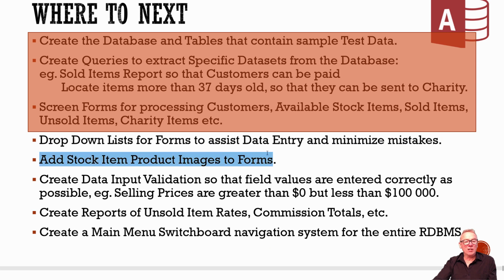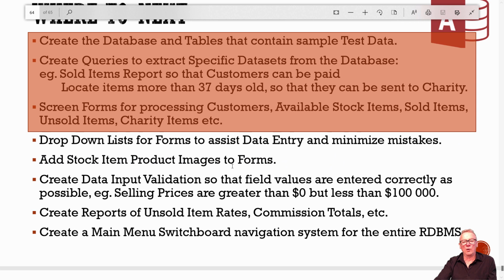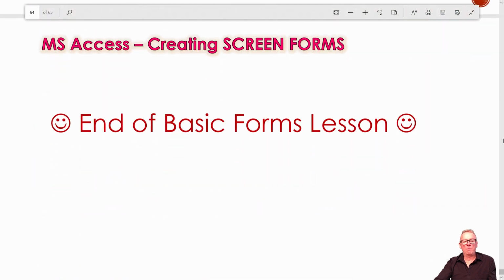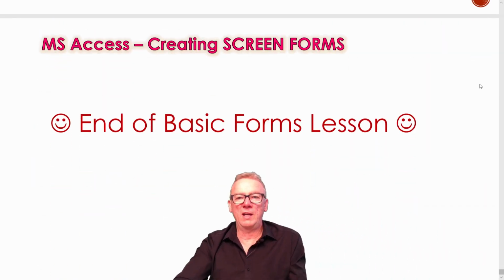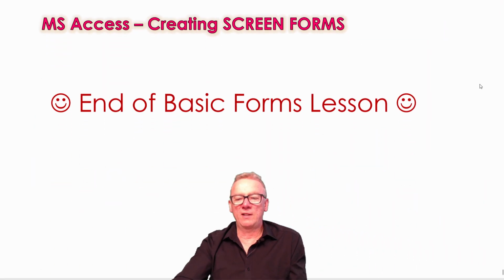It'd be nice to have pictures of all of our stock items. That nice picture of the elephants, it'd be nice if you saw that on the form. So we'll be getting pictures on, that'll be in a separate lesson. Then we're doing our validation, our reports, and our main switchboard menu. So thanks for your patience. It's been a rather long lesson, but you should now know all the basics of creating screen forms in Microsoft Access.